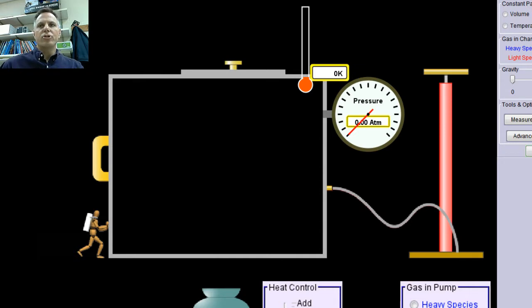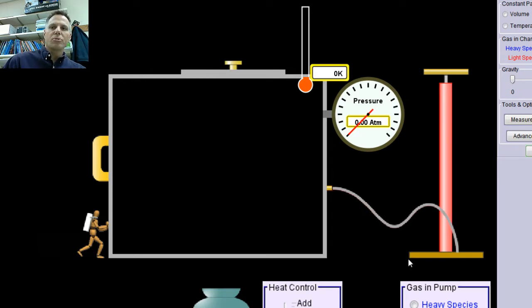Okay, so here's our simulation, and in our simulation we have a box right here. Within the box we've also got a man that can open the box wider or close it. We've got a lid on it. We've got a temperature gauge. We've got a pressure gauge. We've got a way of pumping molecules into here.